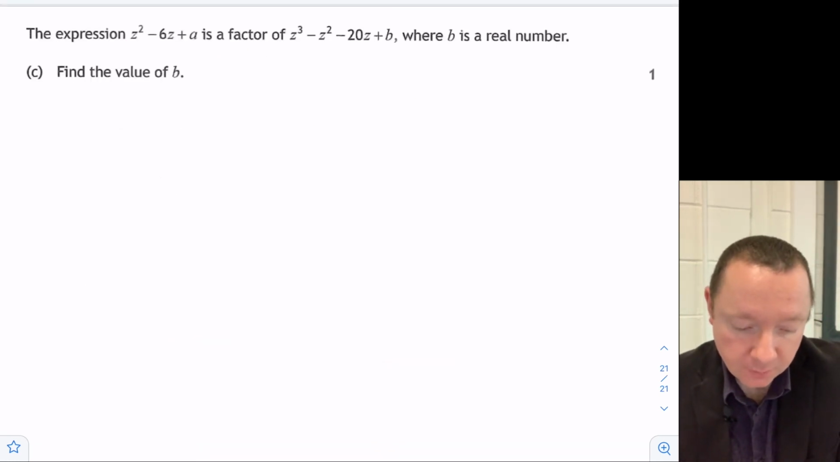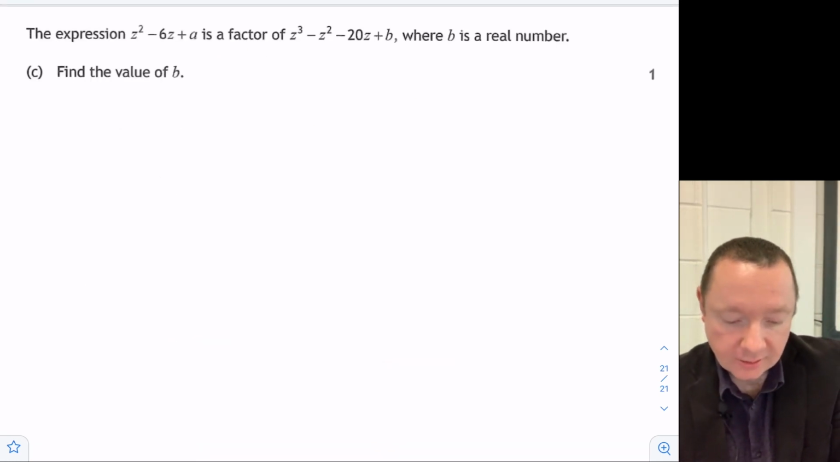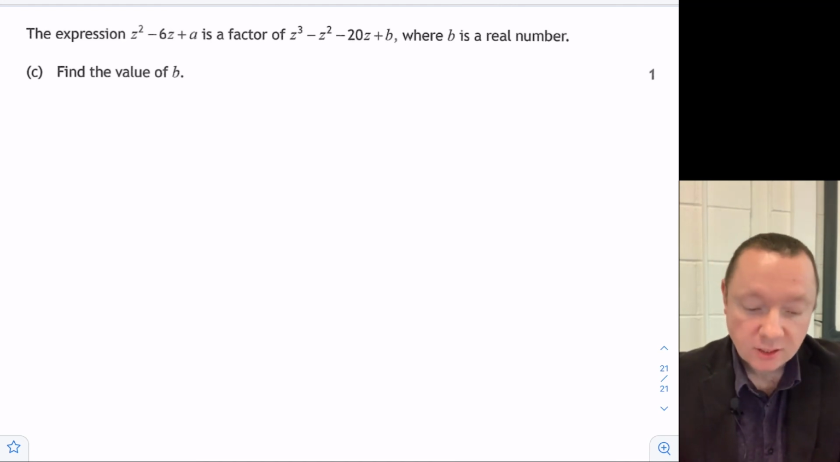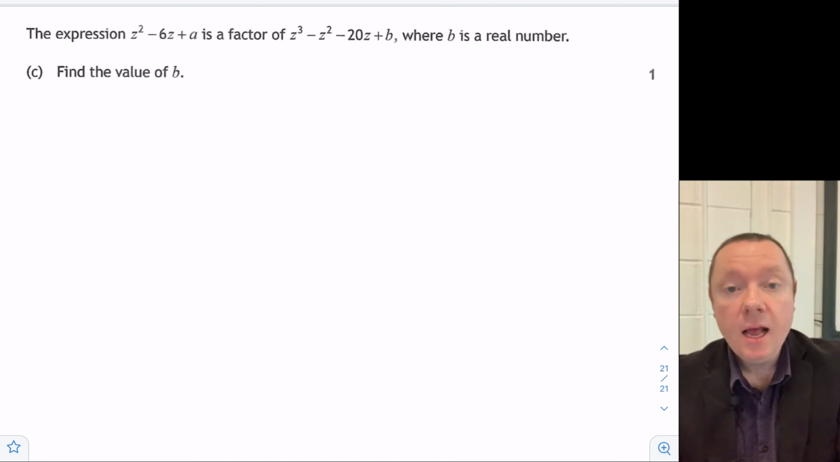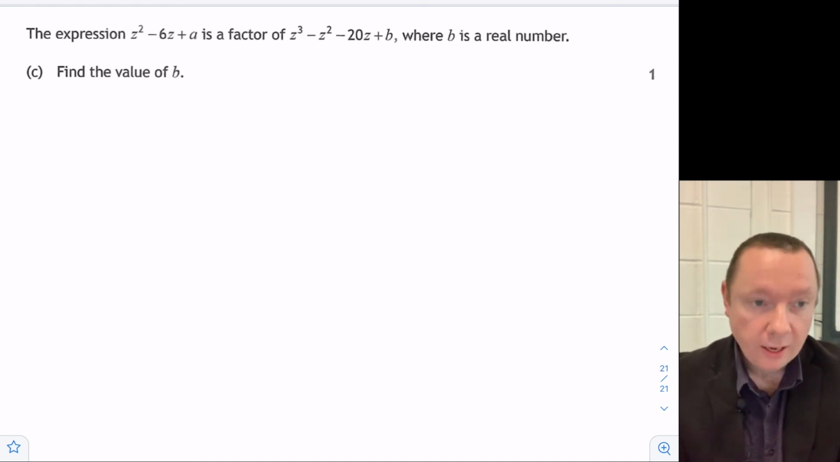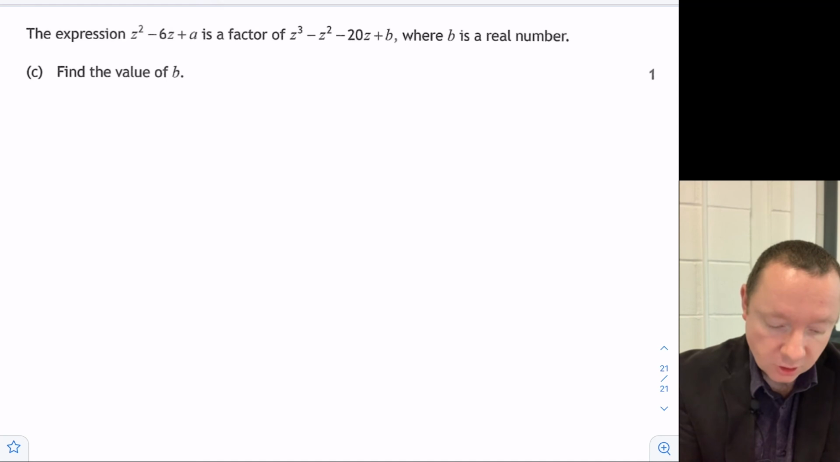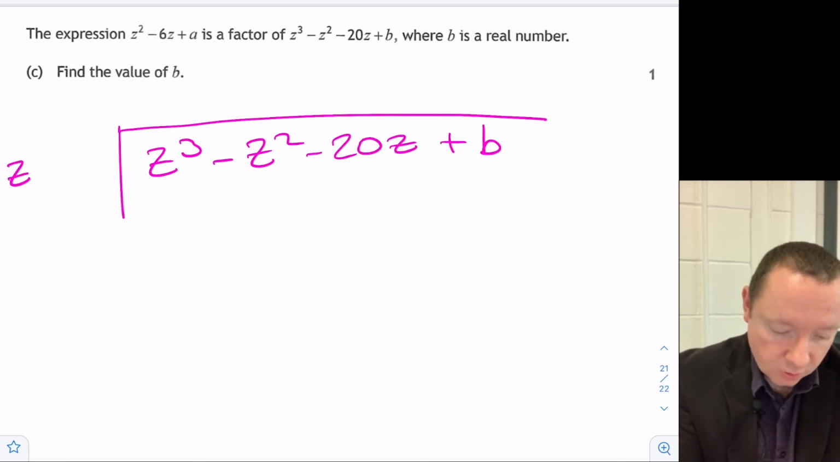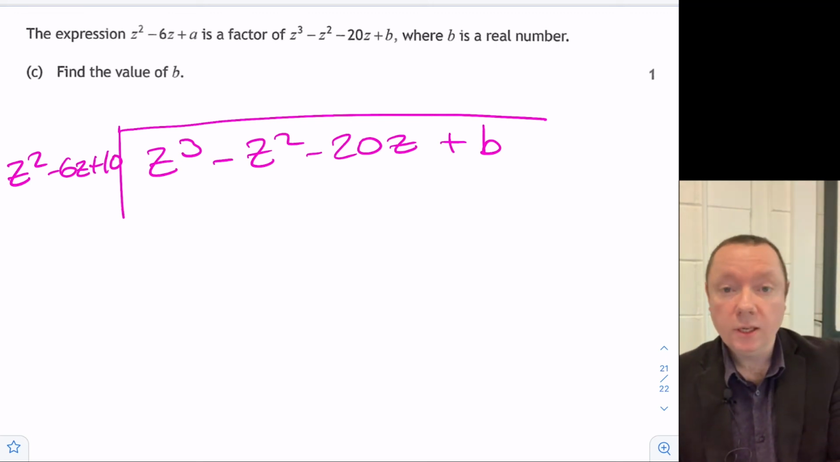Part C, the expression z squared minus 6z add a is a factor of z cubed minus z squared minus 20z add b, where b is a real number. Find the value of b. So since it's a factor, we can just divide, and since it is a factor, the remainder will be 0, so we can just do that. So let's set up our long division. We've got z cubed minus z squared minus 20z plus b divided by z squared minus 6z plus 10, because a is 10, remember, we've just worked that out.